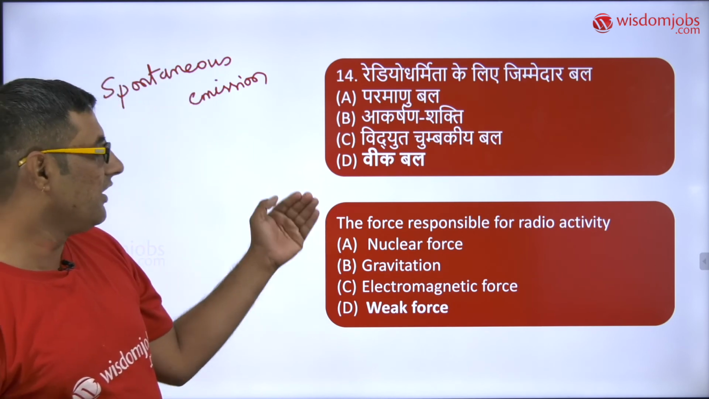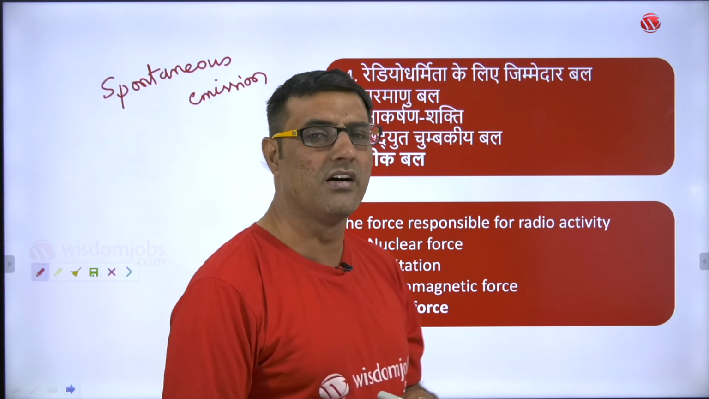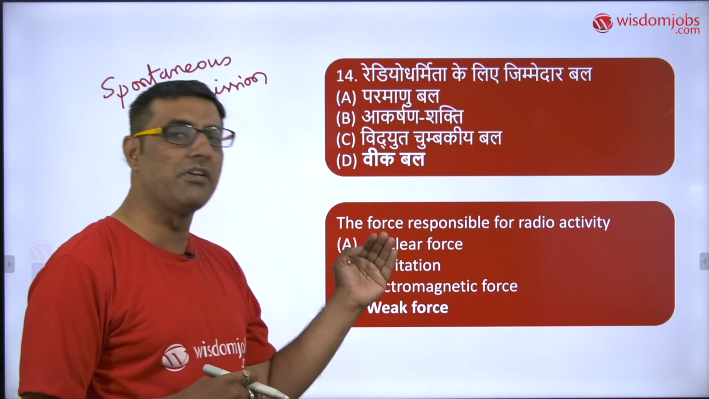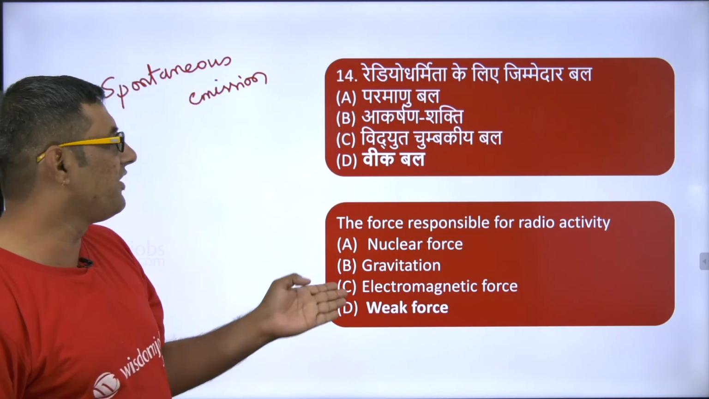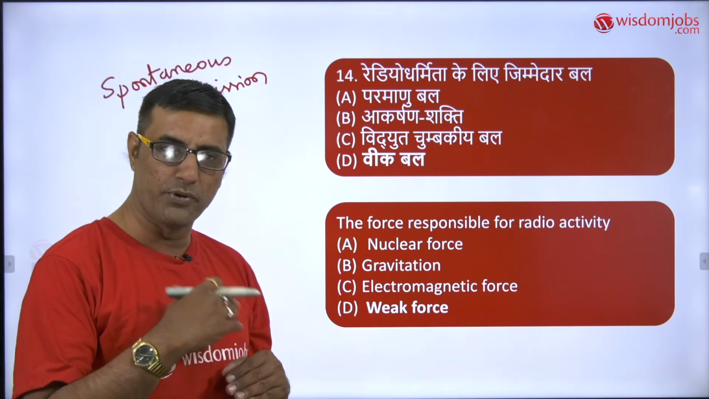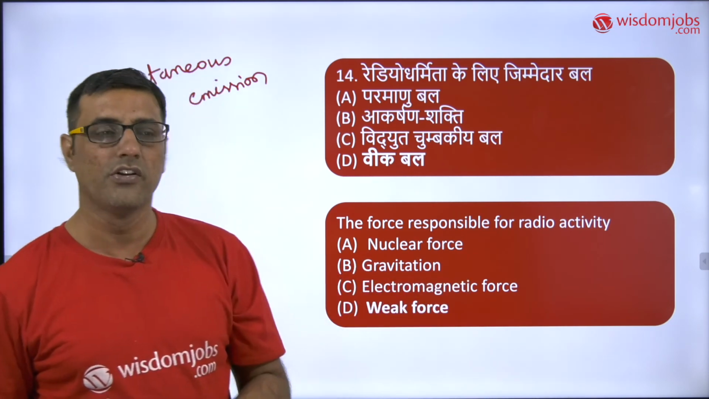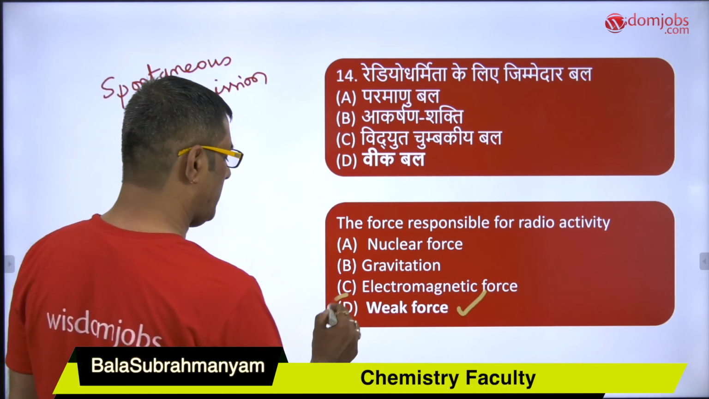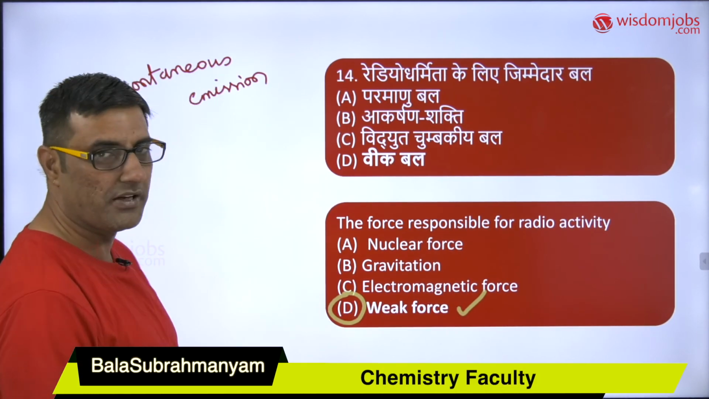And obviously weak force. So these radiations, the radioactive activity radiations are produced by weak forces. So obviously D is the correct option. So weak force, D is the correct option for this particular question.